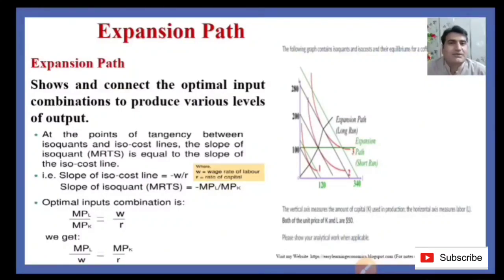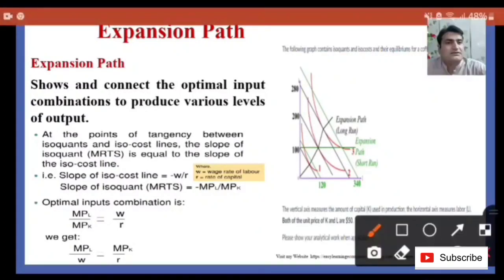So here it means the slope of the isoquant, the marginal rate of technical substitution, is equal to the slope of the isocost line. Here the optimal input combination is decided where the marginal productivity of labor over the wage rate of labor is equal to the marginal productivity of capital over the rental price of capital. So this is the point where the optimal input combination is C.